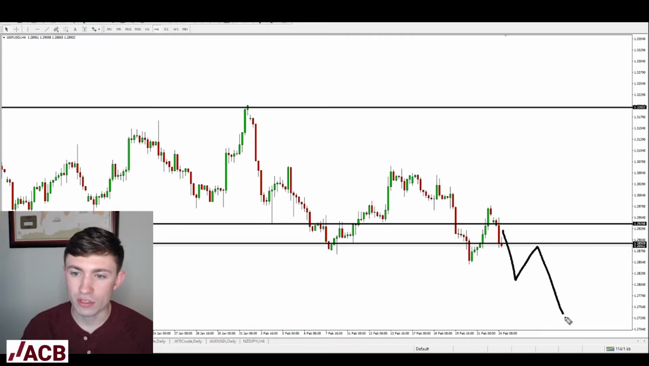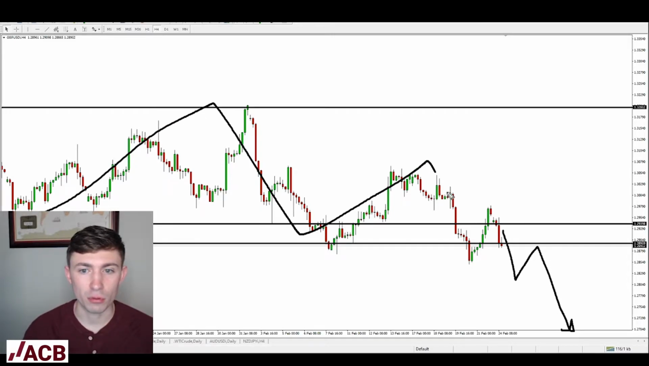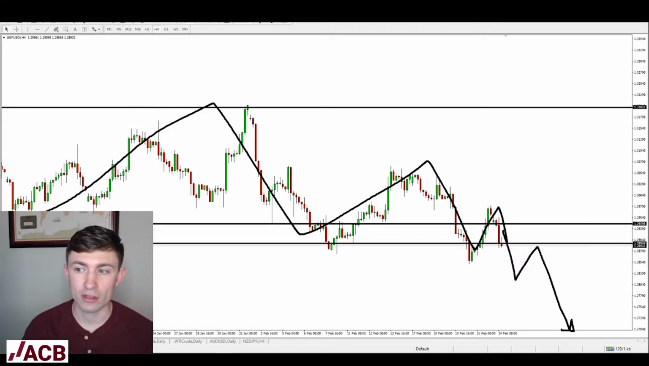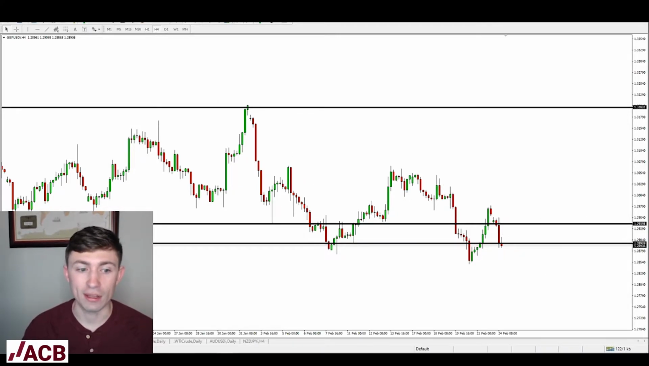zone, looking for some sort of continuation play, purely off of the basis that, okay, we have this back and forth market, right? And if price decides to break structure, I think it could continue bearish and break through this pattern that we are seeing right now.